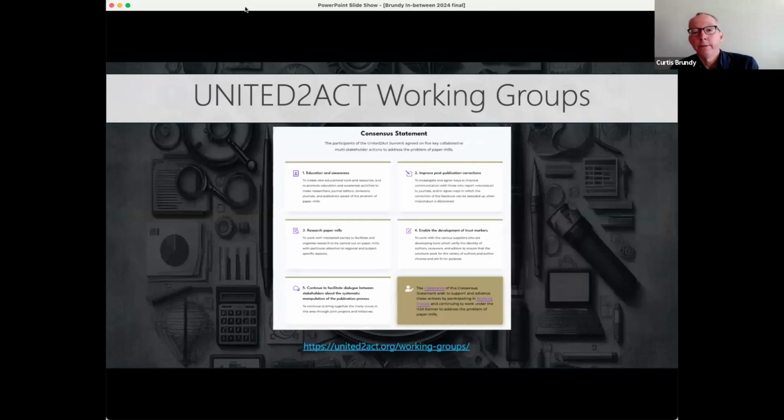And then I mentioned the United to Act working groups. I don't believe these are all fully filled at this point. I could be wrong. But if you're interested in participating with the United to Act initiative and you want to volunteer for one of these working groups, there's their website and you can take a look there.